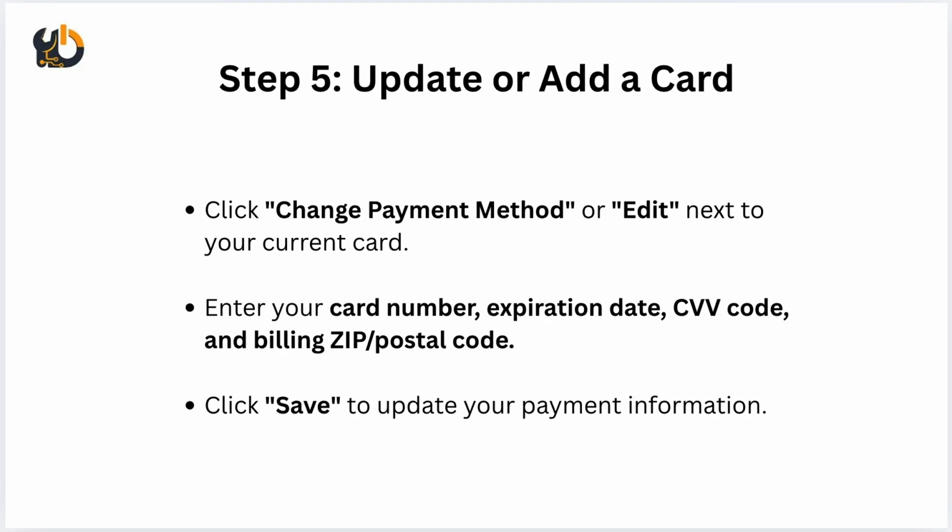Fifth step is update or add a card. Click change payment method or add it next to your current card. Enter your card number, expiration date, CVV code and billing zip postal code. Then click save to update your payment information.